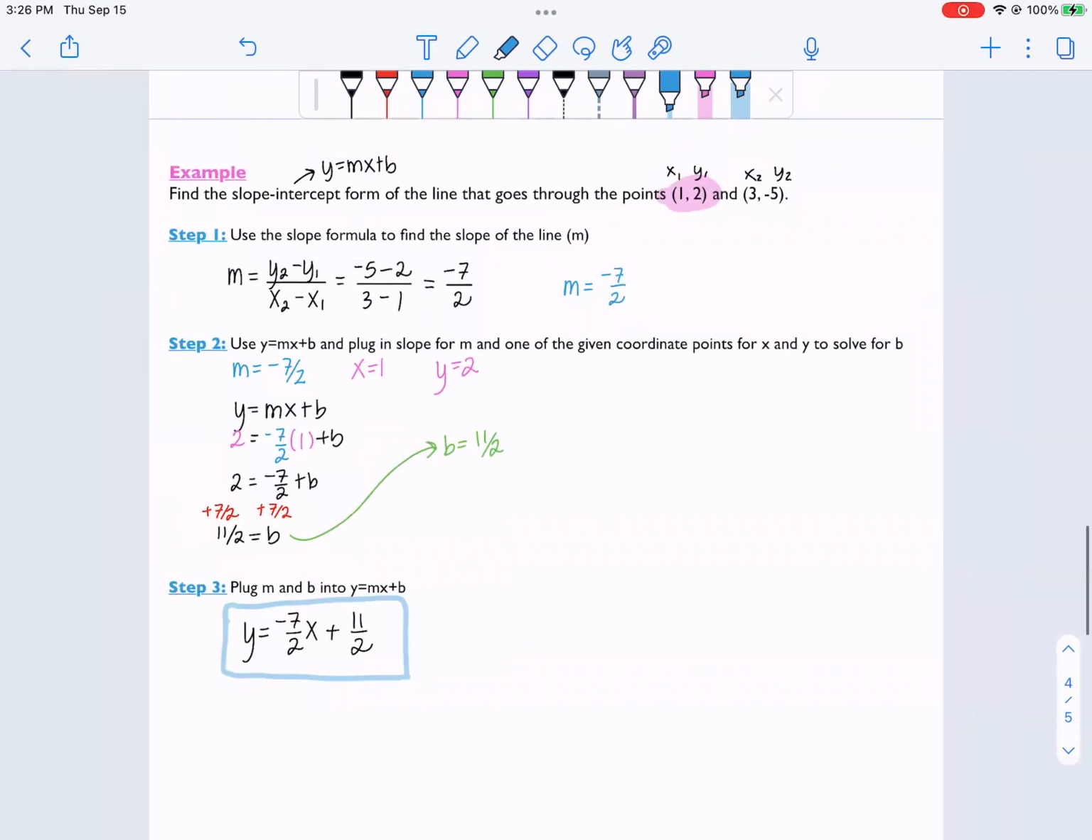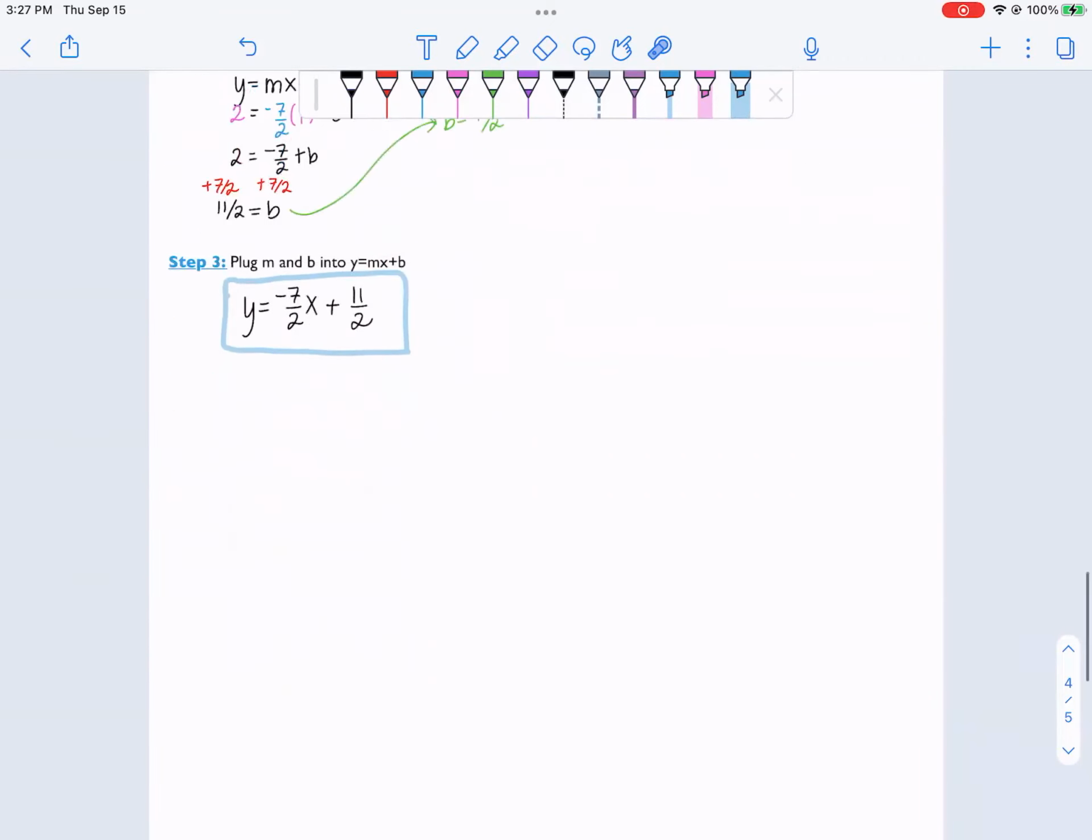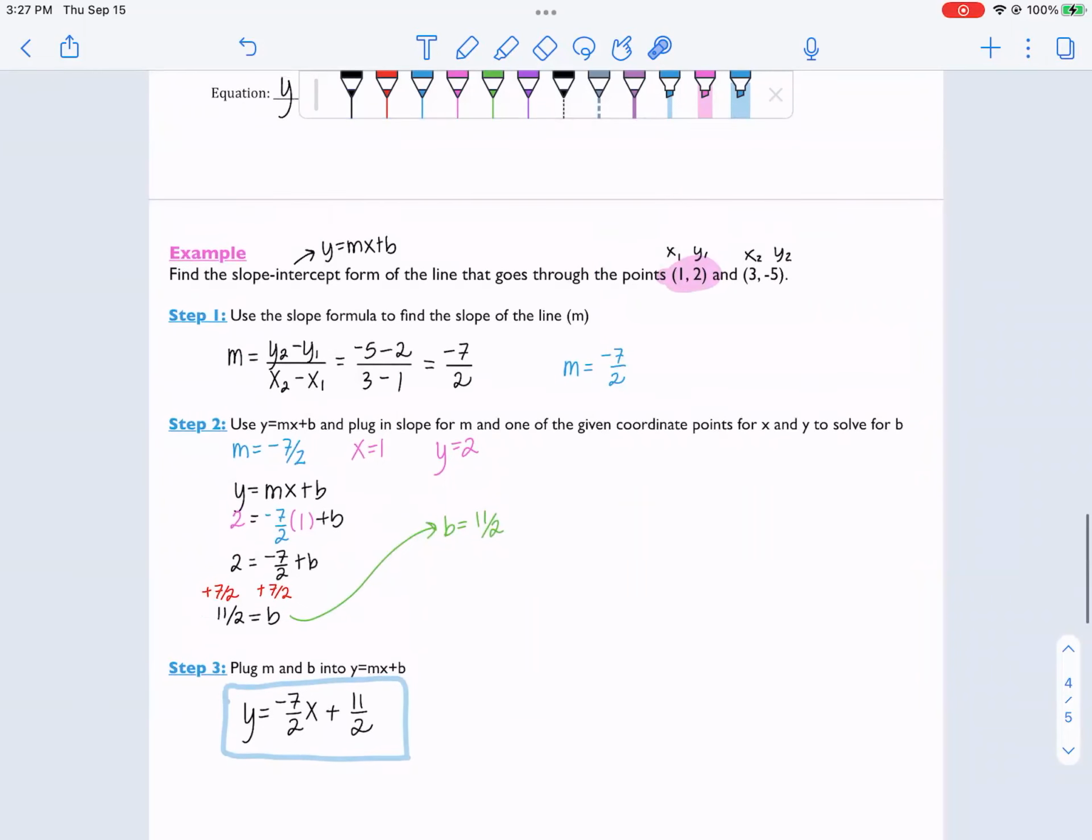And that's it. So it's a multi-step process, but it's not bad. You use the slope formula, you have x and y, you plug them in, you solve for b. Once you have b and m, you put it in your formula, you're done. Right? And that is all we have for slope-intercept form.